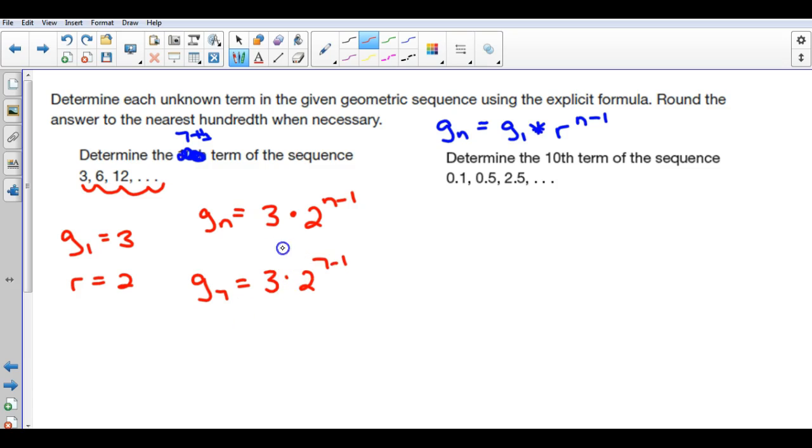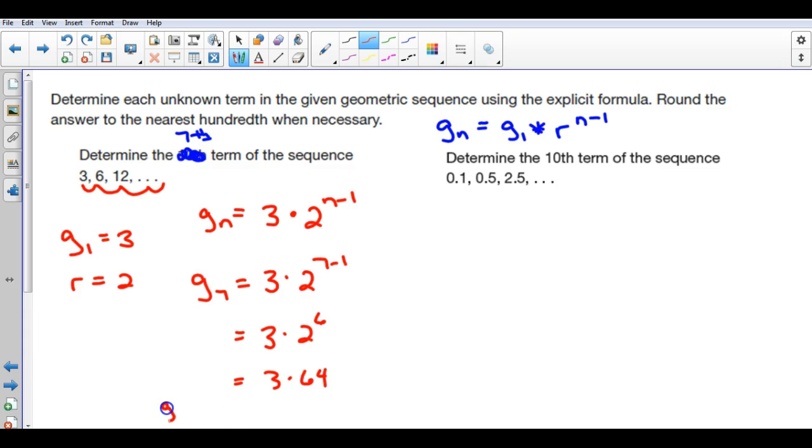Again, with order of operations, we have multiplication over here with the 3 times 2, but you have an exponent here. So this part is going to come first before you multiply by 3. So I'm going to do 3 times 2 to the 7 minus 1, which is 6. And now I can simplify this as 3 times 2 to the 6th power, which is 64.